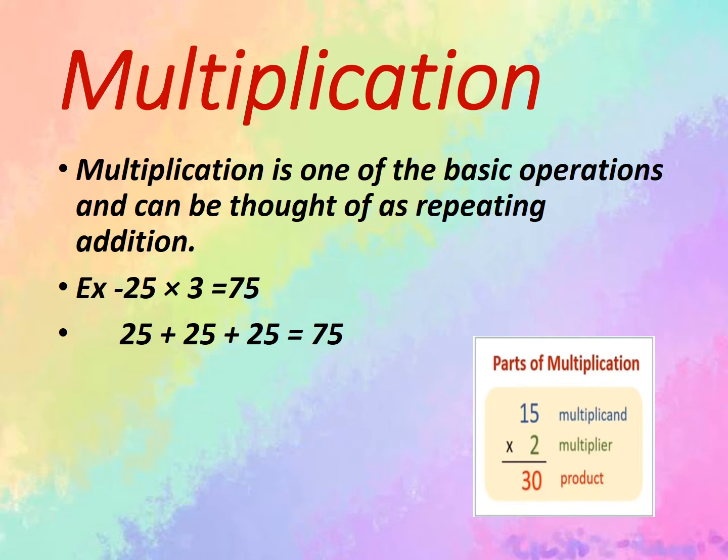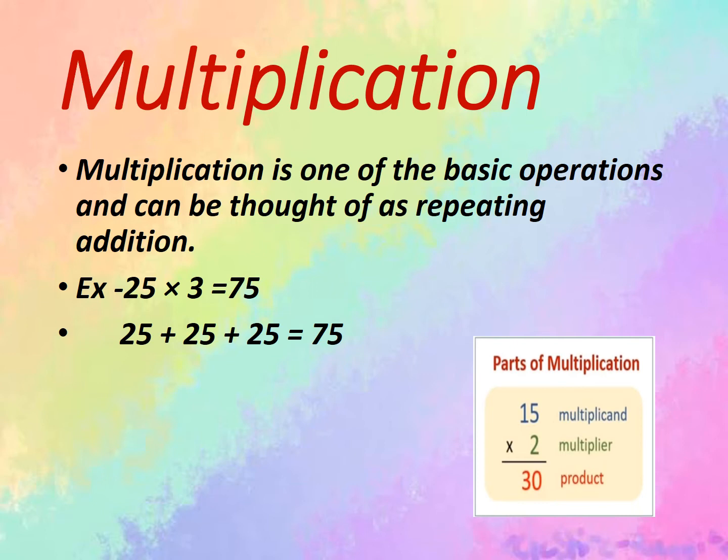Multiplication is one of the basic arithmetic operations and can be thought of as repeated addition also. Listen, dear, I have written one example here. 25 multiplied by 3 is equal to 75. But if you add 25 three times, 25 added with 25, again added with 25, you get the same answer. Your answer is 75. So multiplication is also repeated addition.